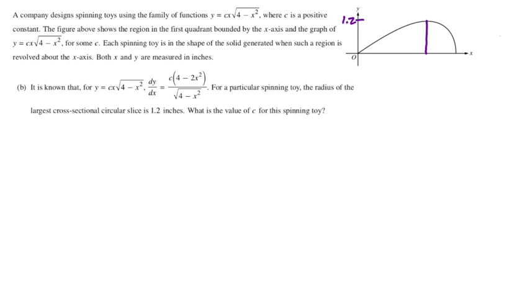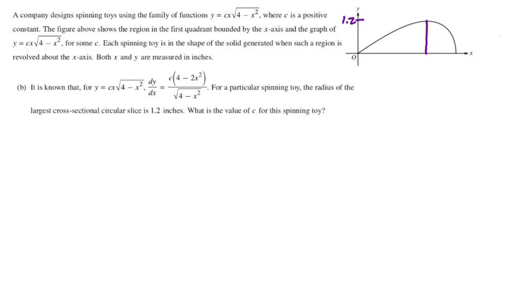So what we want to do in this problem is find the value of c that makes this true. Well, I need to figure out when this generic function has a maximum, right? Because when it has a maximum, that's going to be the maximum radius we could have. And at that x value, I need to make sure that the y value is 1.2. So that's the game plan.